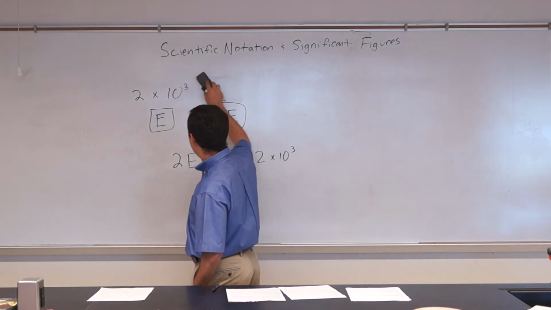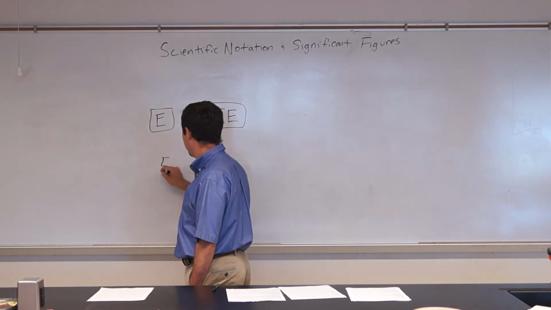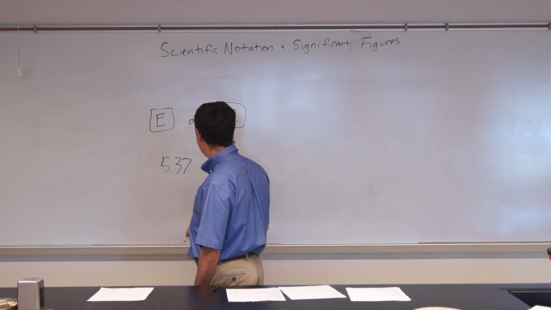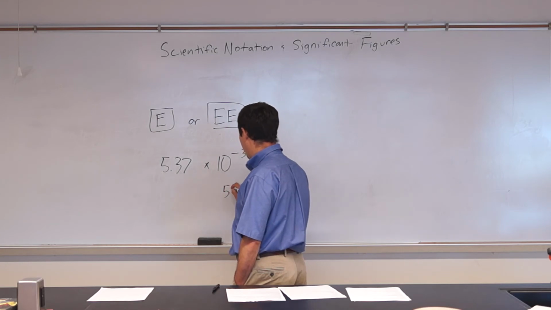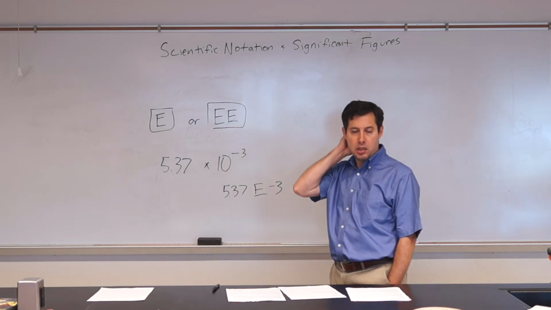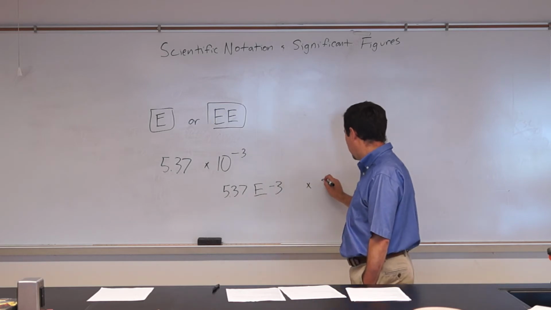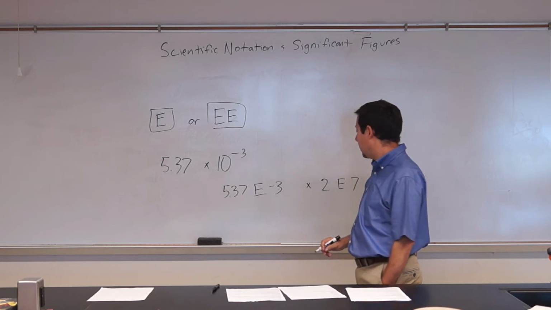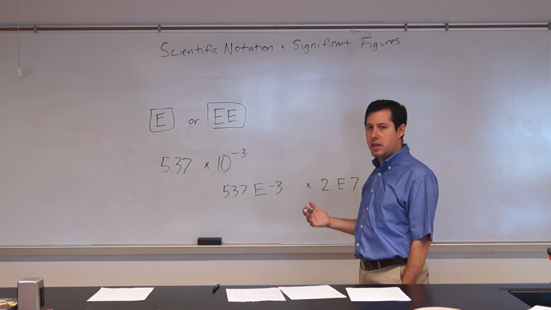So if instead of times 10 to the 3rd, let's say your number is 5.37 times 10 to the negative 3, you can just do 5.37 e negative 3. And your calculator knows how to process this. And then you can multiply it by another number, 2e7, for example. And your calculator will get this right. It knows the e means times 10 to the.